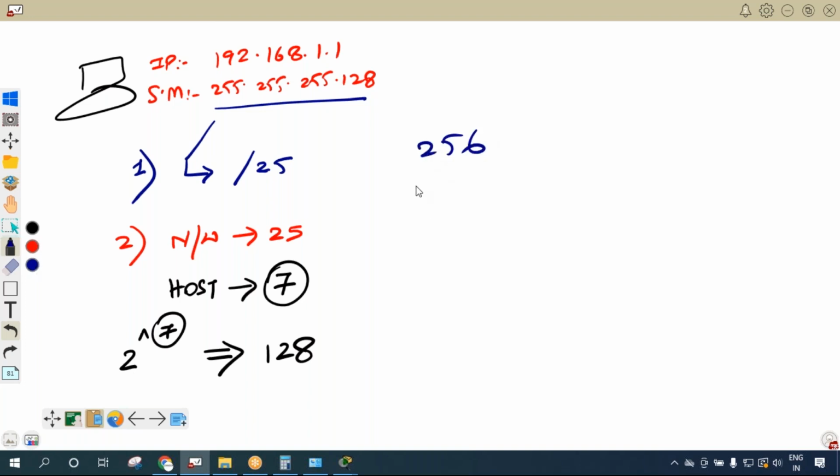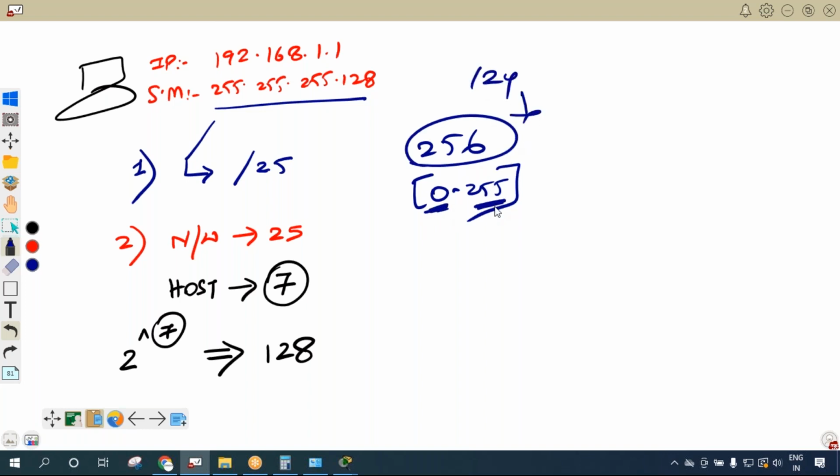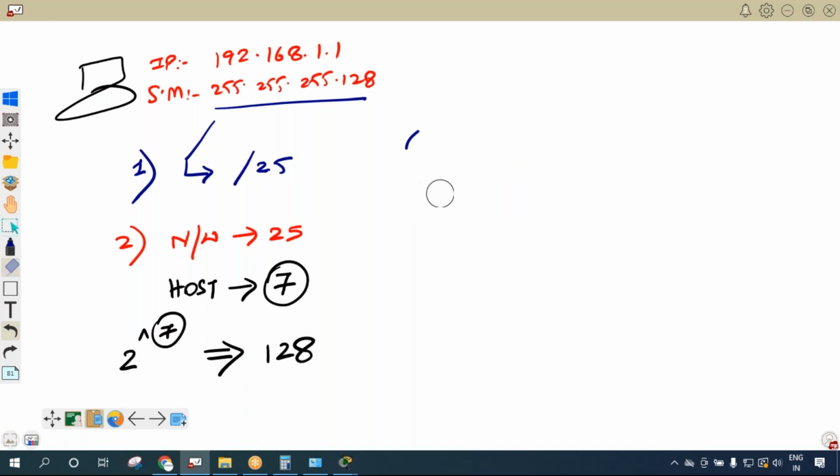When you got 256, what came in your mind? 0 to 255, right? 0 to 255 was the IP, correct? When you saw 256 in /24, 256 hosts were there, first IP is 0 and last IP will be 255. Whatever the network part is, it does not matter. The same thing should come in your mind here. 0 to 127. The first IP will be .0 and the last IP will be .127. So a total of 128 IP addresses will be there.